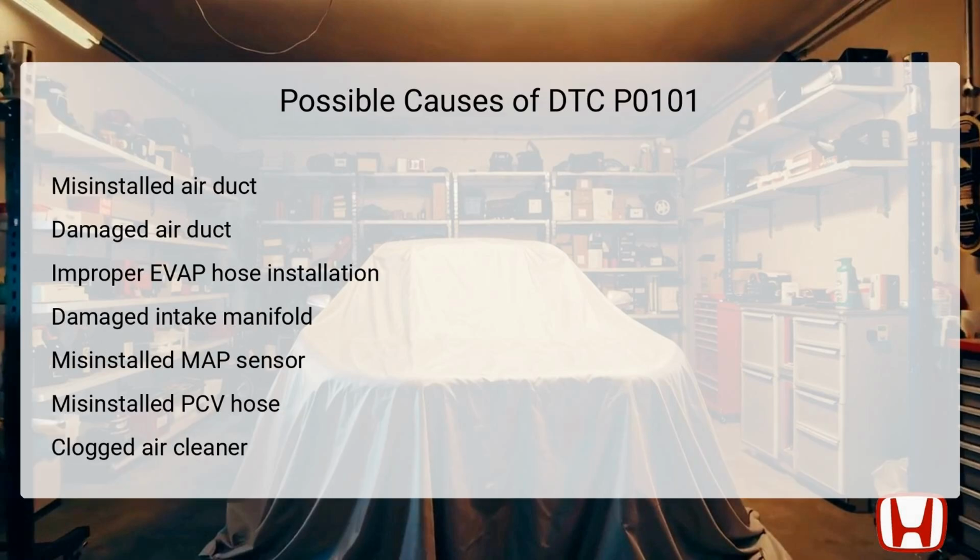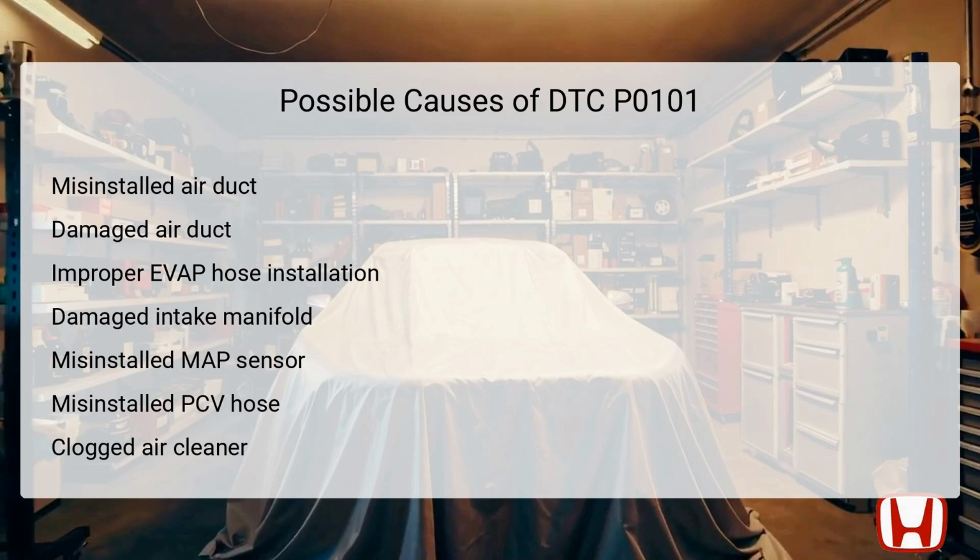Several issues can lead to the activation of DTC P0101. First, the intake air duct may be misinstalled or damaged, causing incorrect airflow readings. If the evaporative emission (EVAP) canister purge hose is improperly attached, it can alter air pressure readings, impacting the MAF sensor's performance. Similarly, a damaged intake manifold will not correctly facilitate airflow, leading to discrepancies in air measurement.